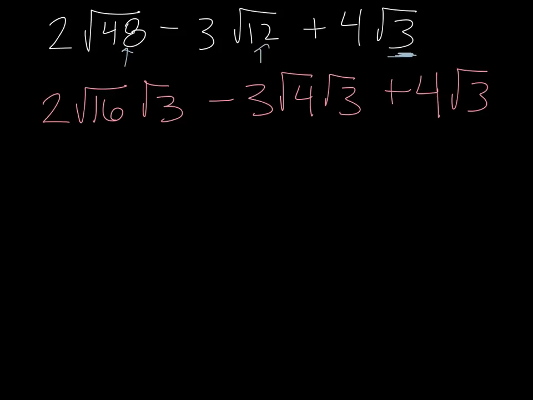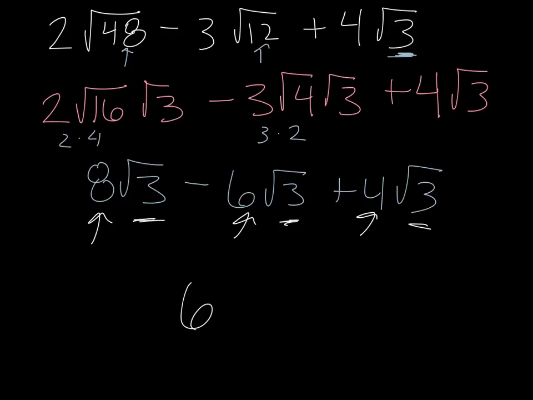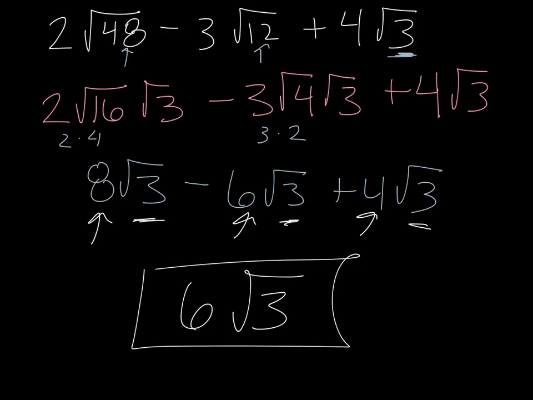So if I simplify this, it would be like 2 times 4, because the square root of 16 is 4. That would give me an 8 square root 3. This would be like a 3 times 2, so it would be minus 6 square root 3. And then I still have my 4 square root 3 on top. Now all of these are square root 3's. So that means I can look at the coefficient, the number in front. 8 minus 6 is 2, plus 4 would give me 6 square root 3. And that right there is my final answer.